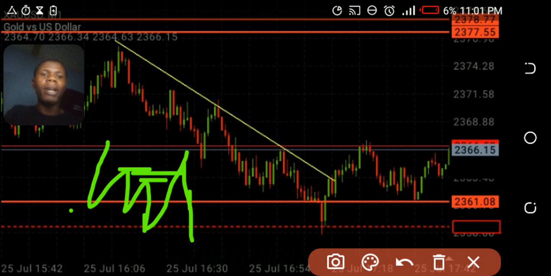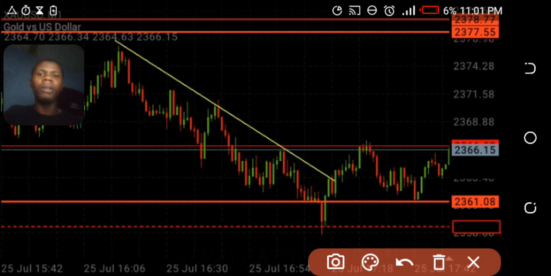It might not reverse immediately, so you should be prepared for a reversal. That's the indicator that tells us that the market has turned from bearish to bullish. What happened here was an indication that the market has turned from bearish to bullish.